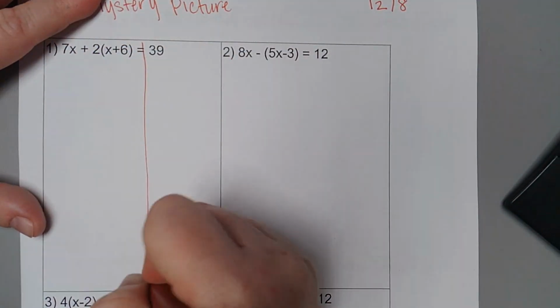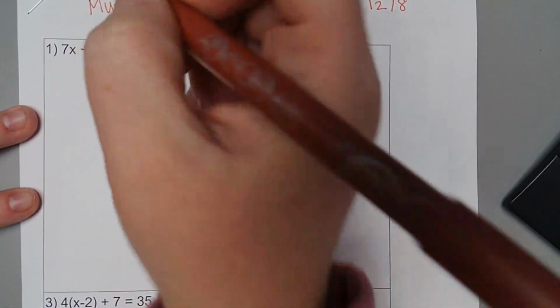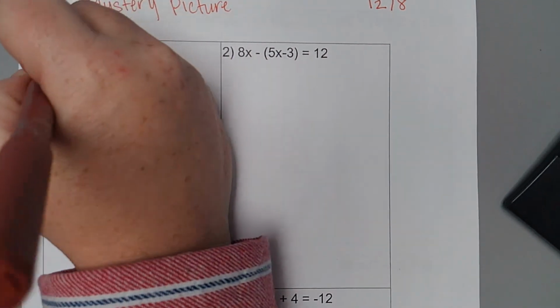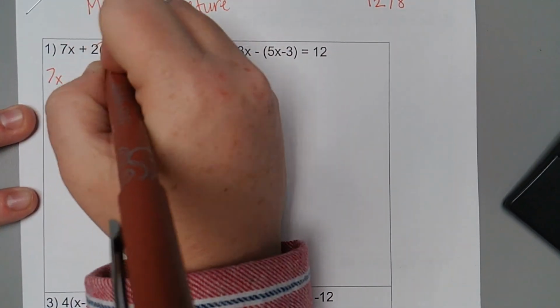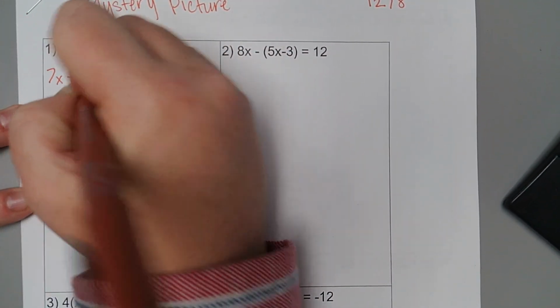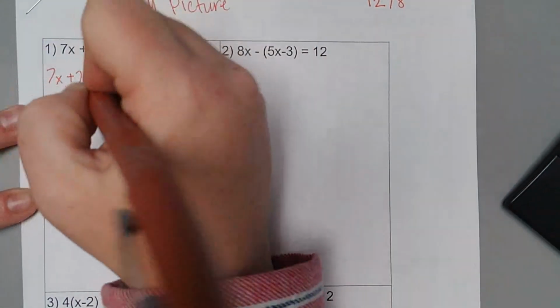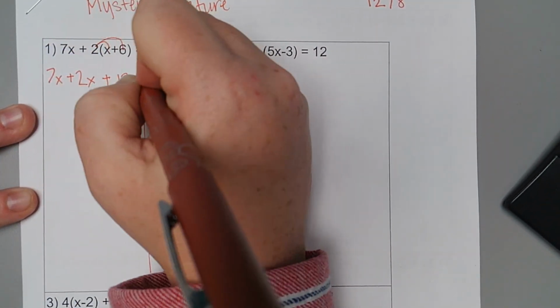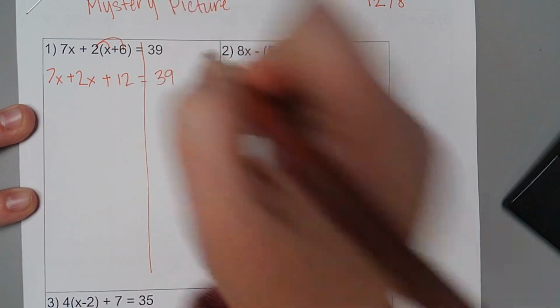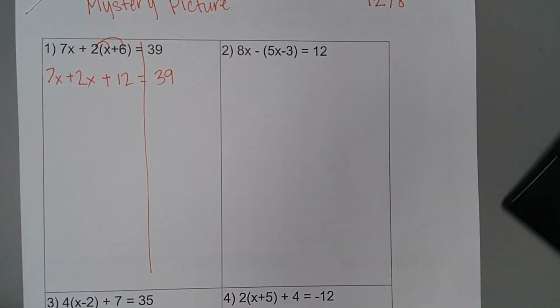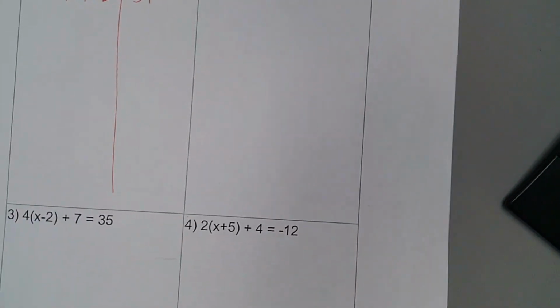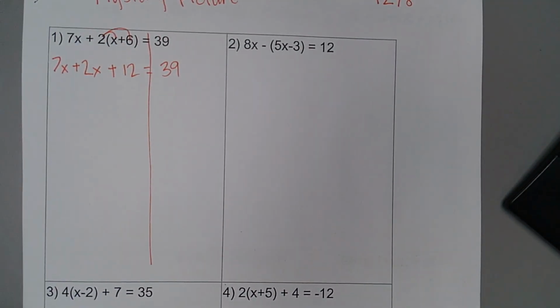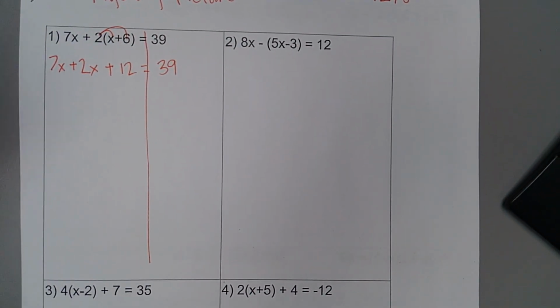So for number 1, we have parentheses. So I'm going to distribute my 2 and bring down my 7x because I'm not going to touch it yet. 2 times 1x is 2x. 2 times 6 is positive 12. And that equals 39. Now all these have variables only on one side. It makes it a little bit easier. So you'll be combining like terms, but your variables are already all together.